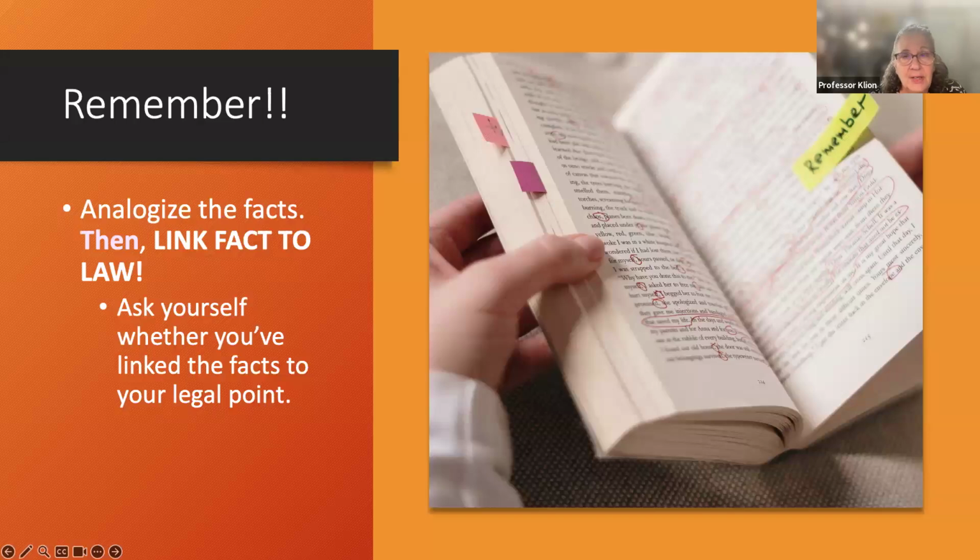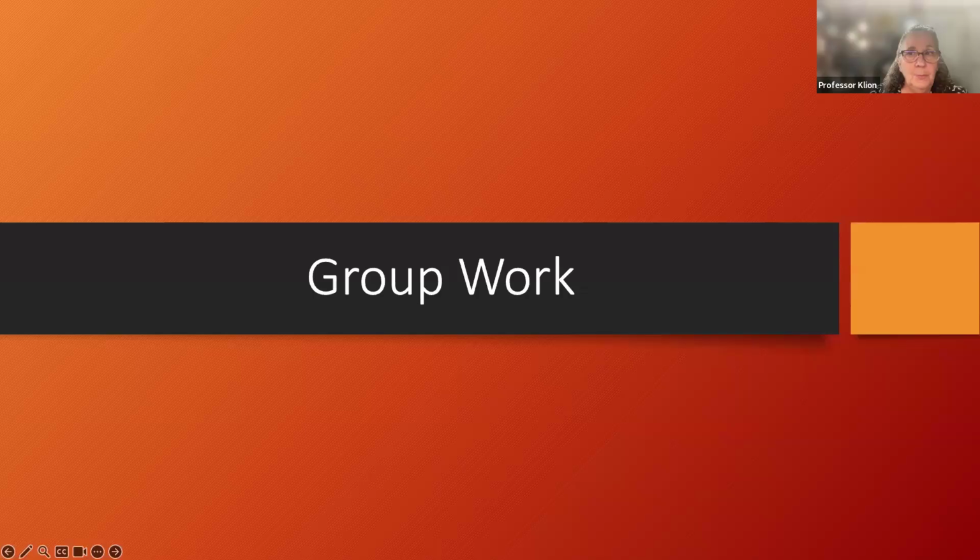Whether you are doing a counter-analysis or your analogic reasoning, you need to make sure that after you analogize the facts, you link that fact back to law. So you're not just saying, just like in Park here, but you're actually linking it back to the legal proposition that you were using that for. To help you practice doing this, there is more group work.